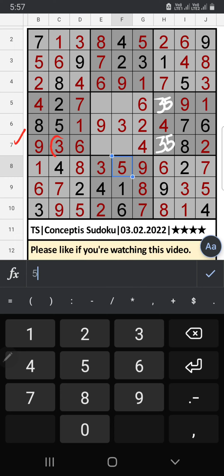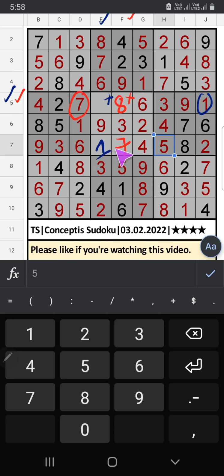Seventh row we have 3, so 3 can't come in this cell, 3 is confirmed here, then 5 is here. Column F, only two numbers are remaining, 7 and 8. Fifth row we have 7, so 7 can't come in this cell, 7 is confirmed here, then 8 is here. Column E, two numbers are remaining, 1 and 5. Fifth row we have 1, so 1 can't come in this cell, 1 is confirmed here, then 5 is here.